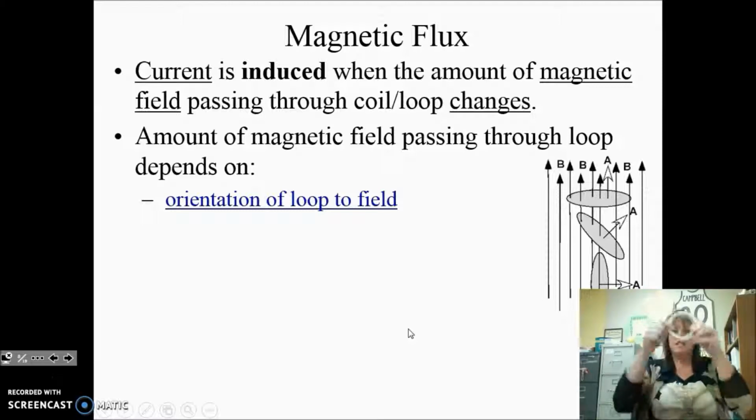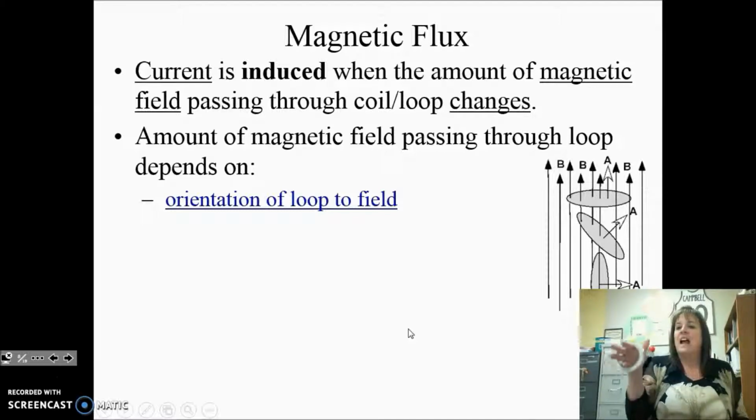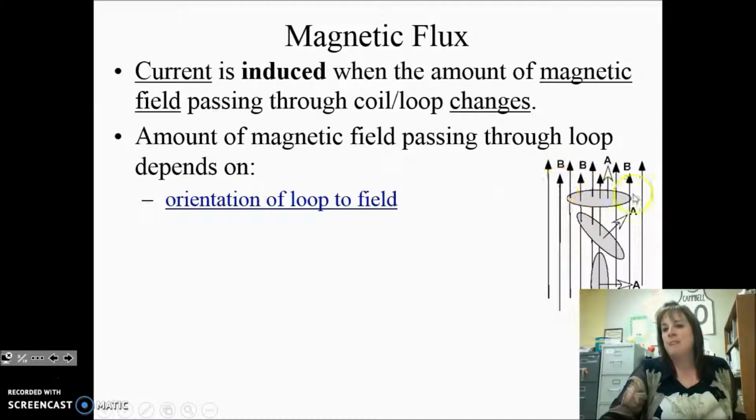All right, if I pretend that this roll of tape is my loop, right? If I have the magnetic field passing directly through the loop, I've got a lot of magnetic field passing through it, right? If it's perpendicular to the magnetic field. But as soon as I start to rotate the loop, now I start to lose the magnetic field. You can see that by looking at how many magnetic field lines are penetrating this loop.